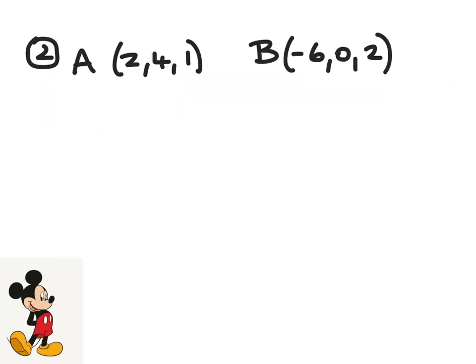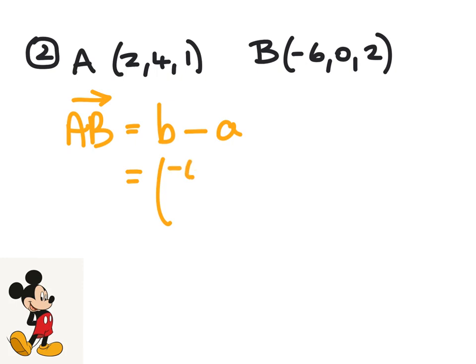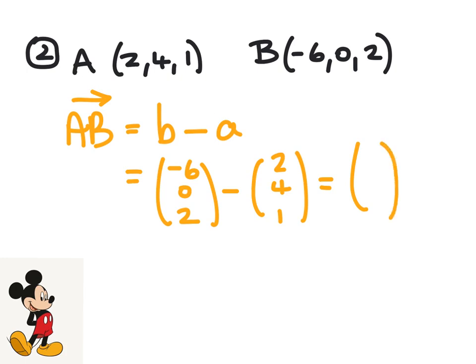Second question, our vectors. First thing we're asked to find is how do you get from A to B? Well, remember from what we're doing in class, that's little b minus little a. So take vector b, which is (-6, 0, 2), and then subtract from that vector a, which is (2, 4, 1). Okay, and that's your answer.